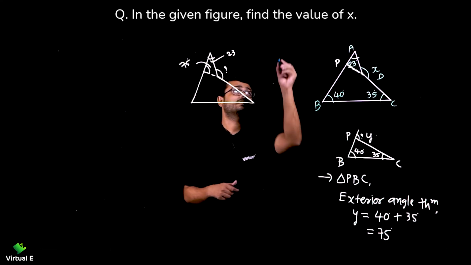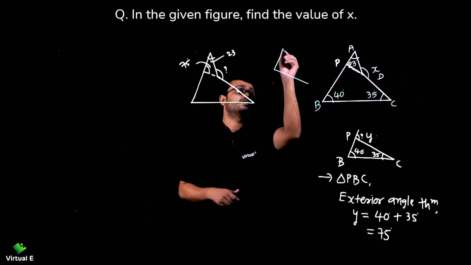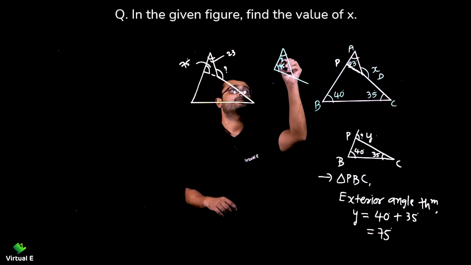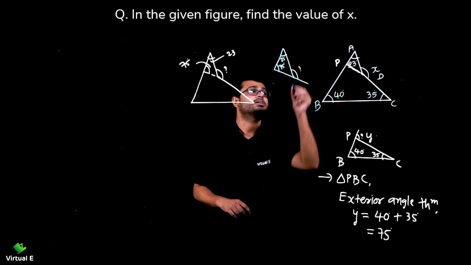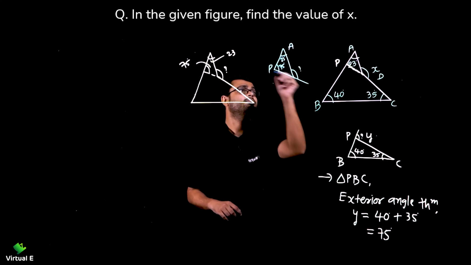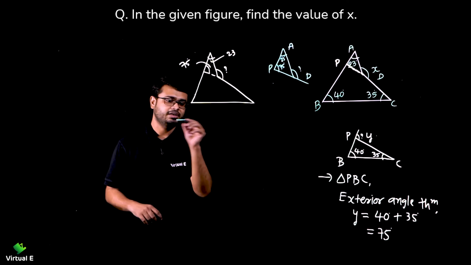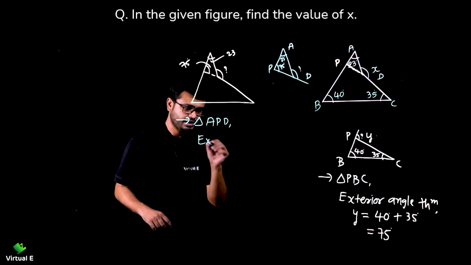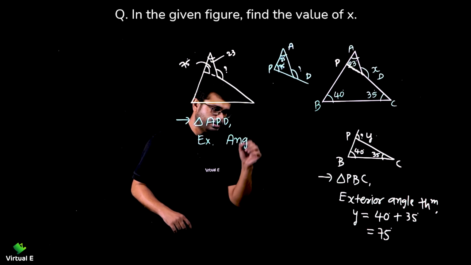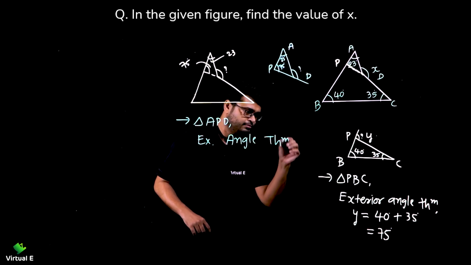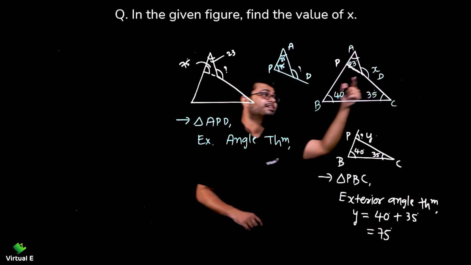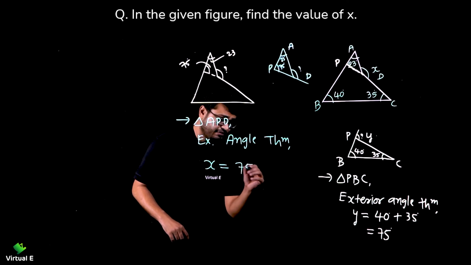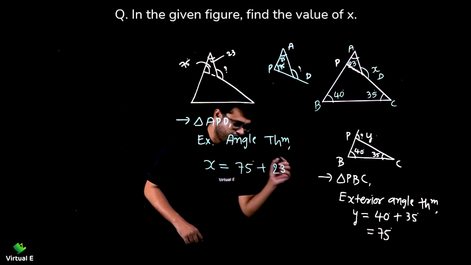The reason behind that, see that here we have this value 75, here we have 23 and here this is missing. So it is triangle A, P and D. So let's write triangle A, P, D. Again, exterior angle theorem. So we can write what angle is there? X, right? So X is equal to, we can write 75 degree plus 23 degree.